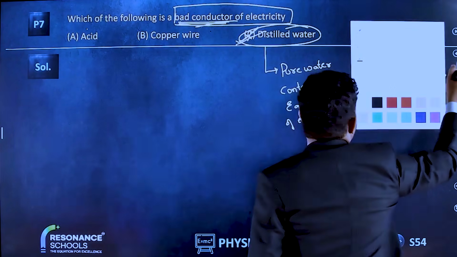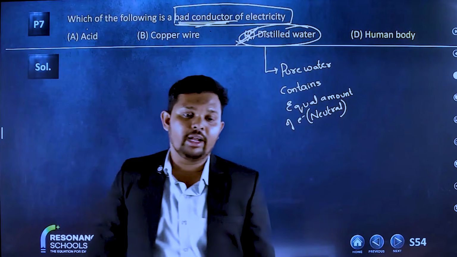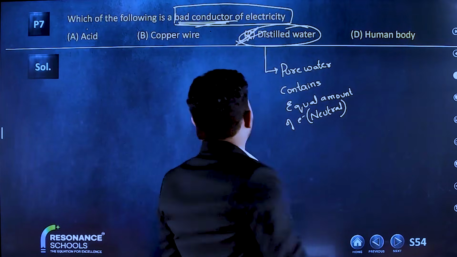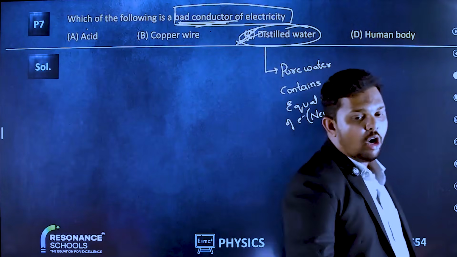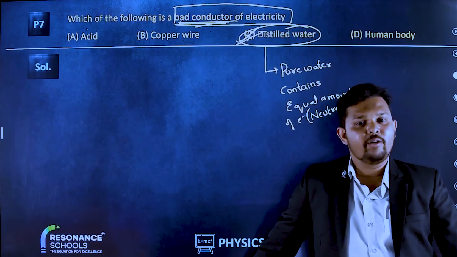And finally, the human body. The human body is a good conductor of electricity. Hence, option C is absolutely correct.